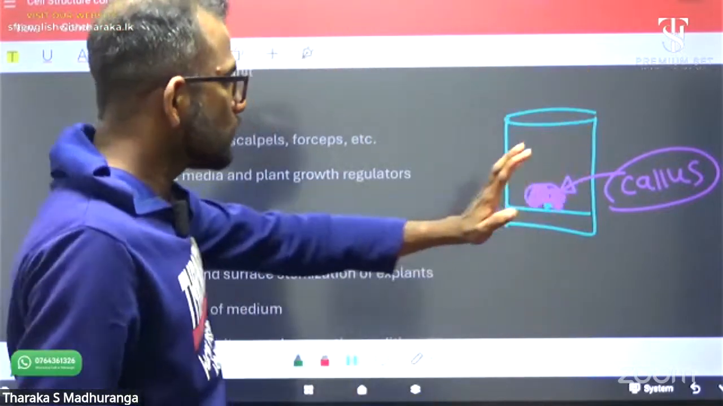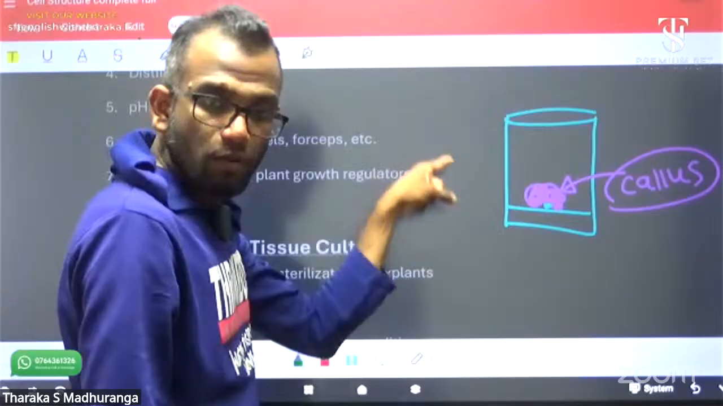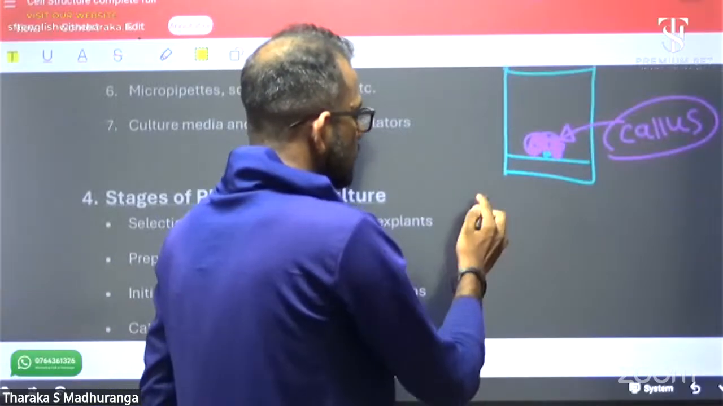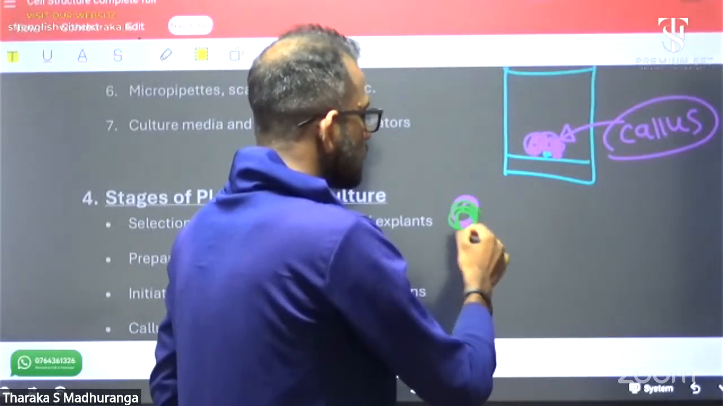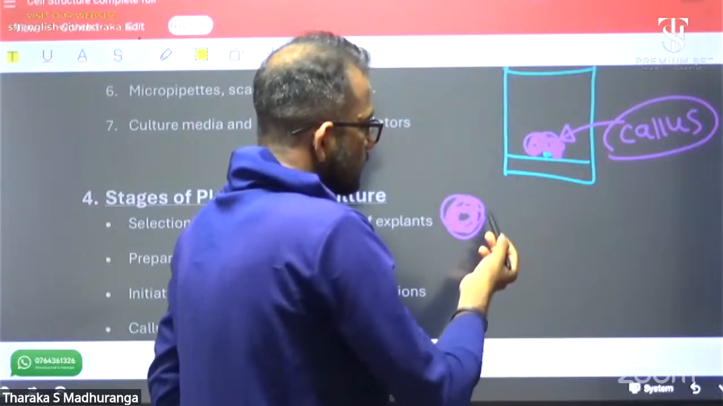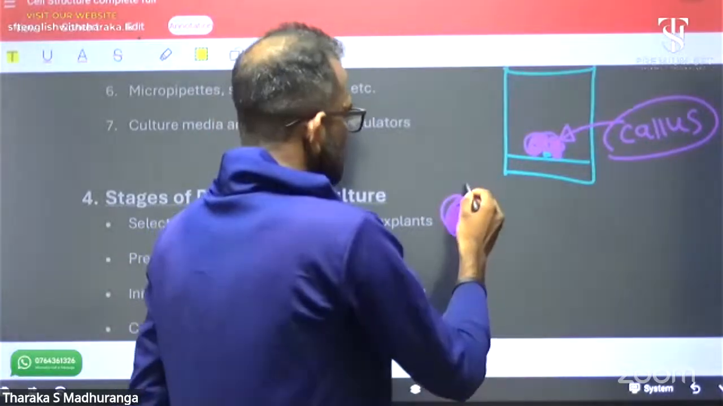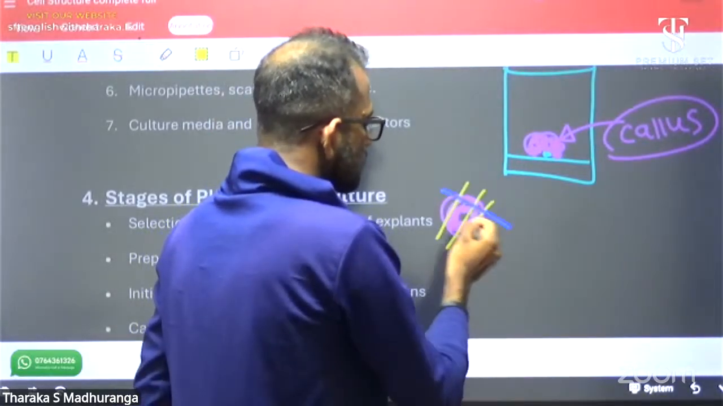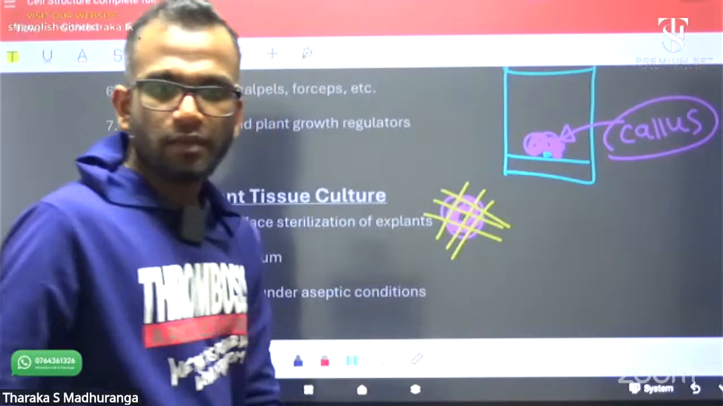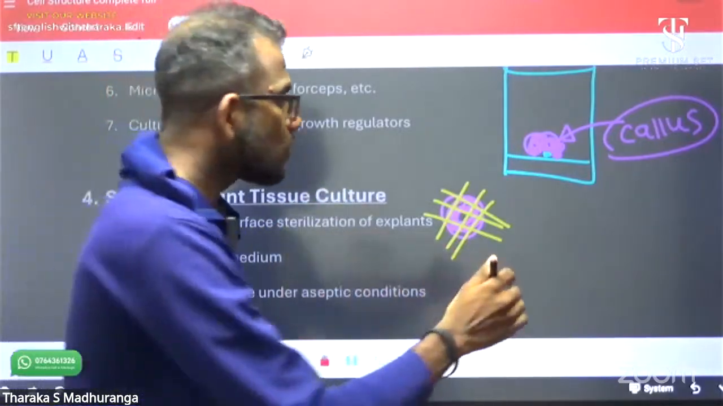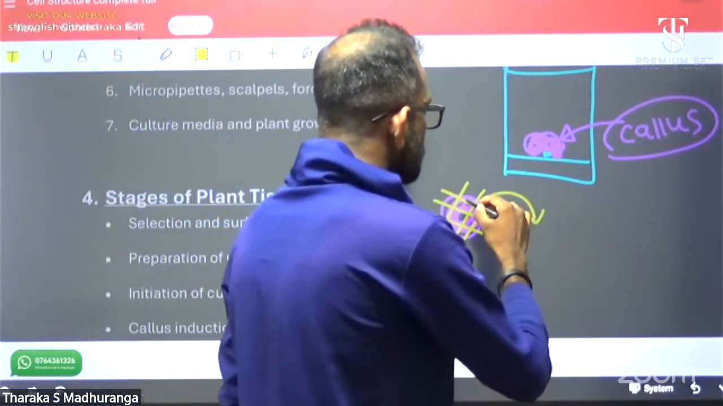Okay, then what are we doing? Again, get this callus out. Now we have taken the callus out, like a lump of cells. Then what are we doing? This callus is cut into several small parts. Again this callus is grown in different culture media now.